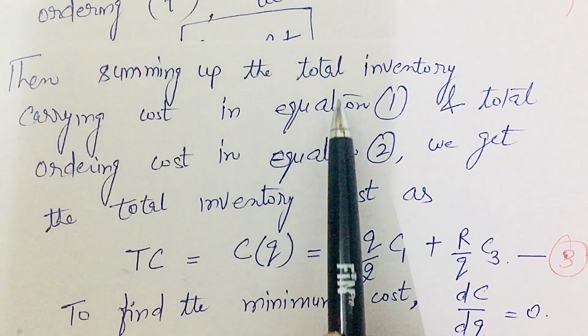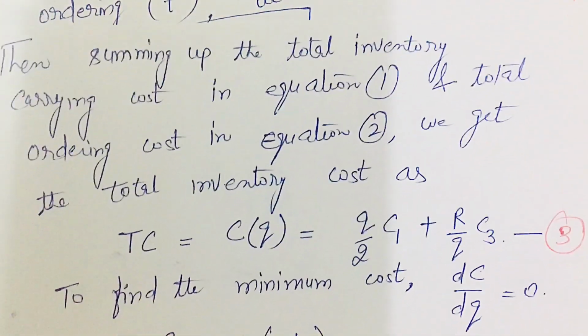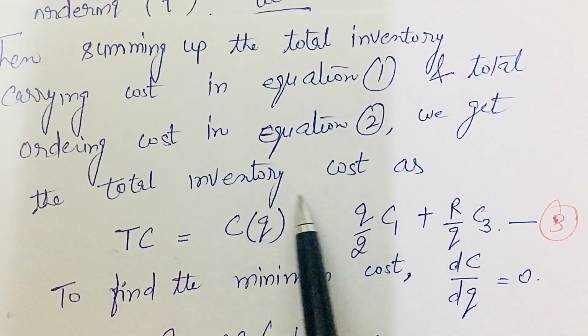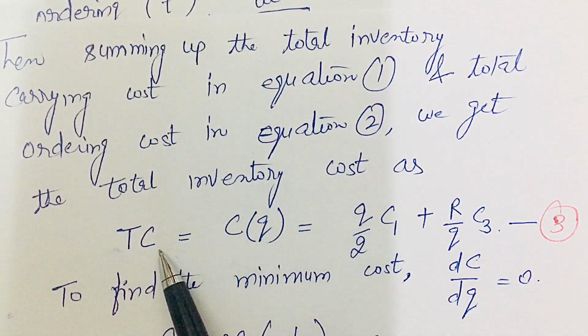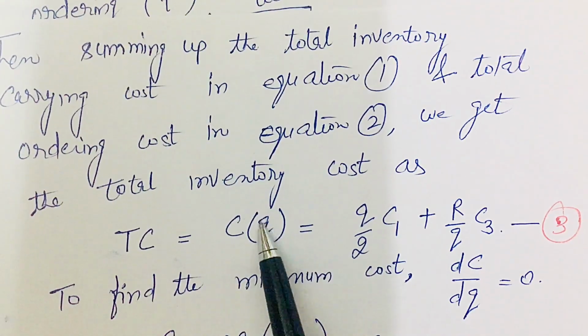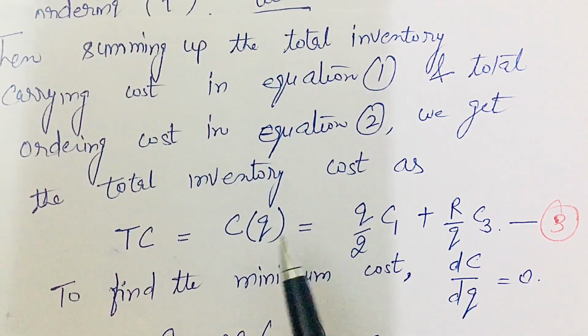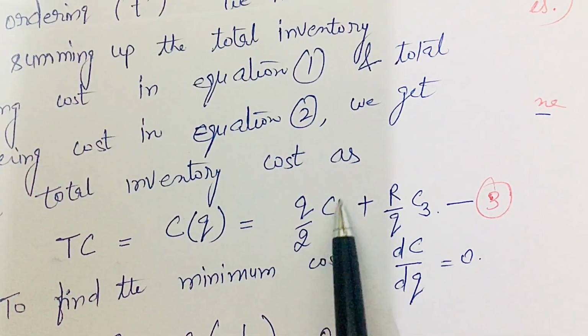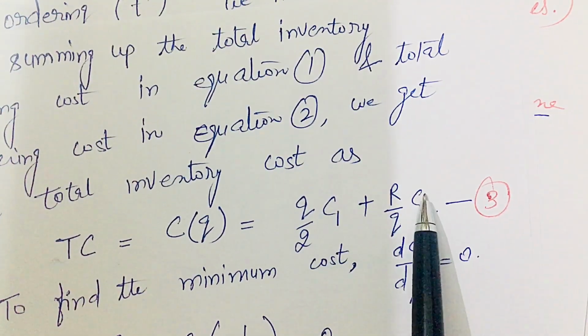Then summing up the total inventory cost in equation number 1 and total ordering cost in equation number 2, we get the total inventory cost as TC. C is a function of Q. C is cost. It depends upon the lot size. It is equal to Q by 2 into C1 plus R by Q into C3. This is the carrying cost and this is the ordering cost.